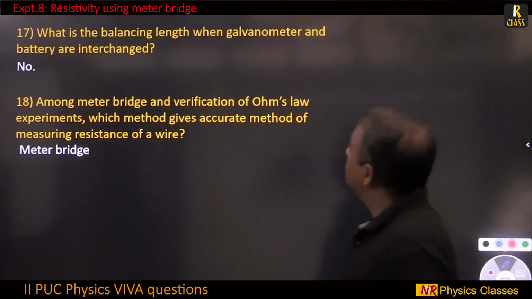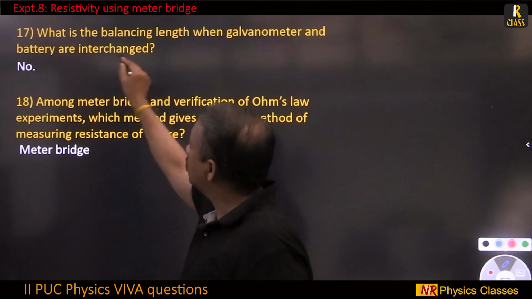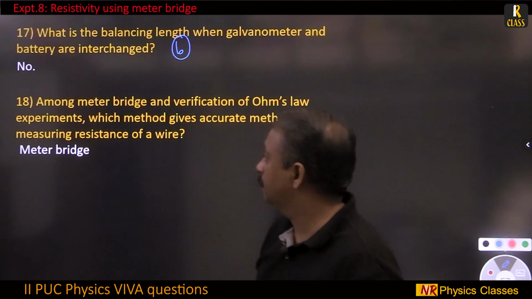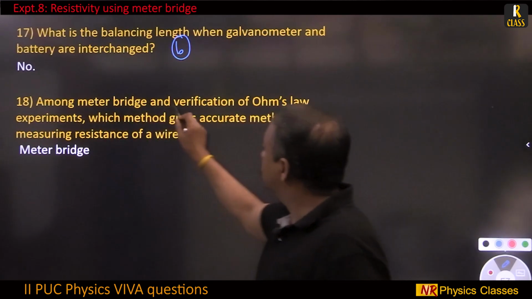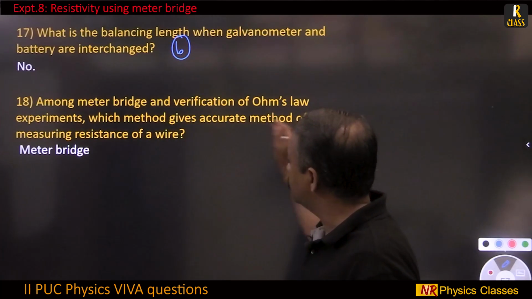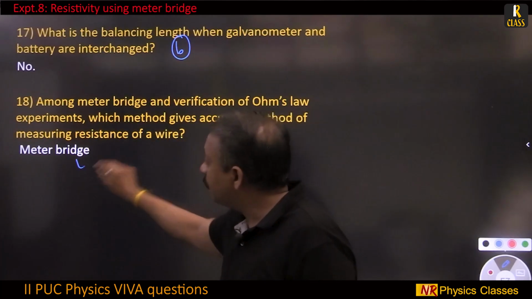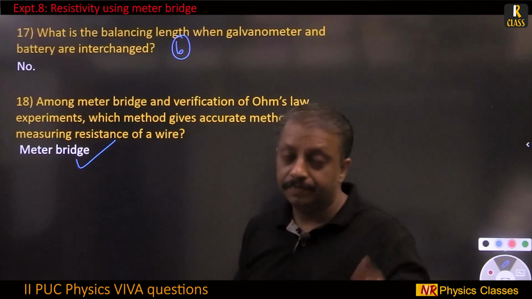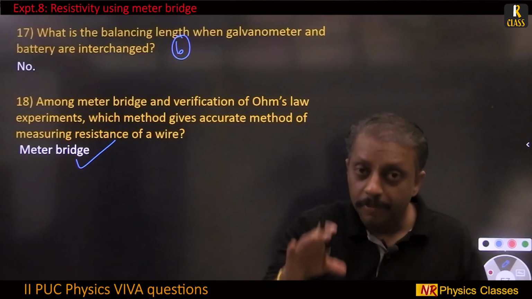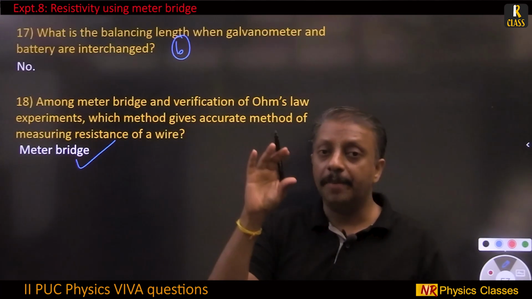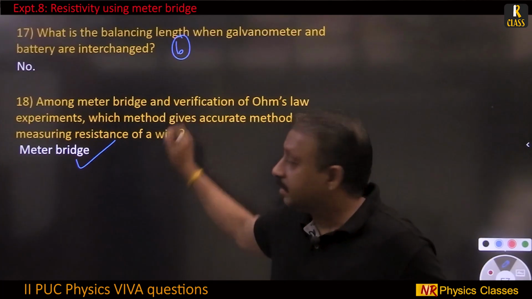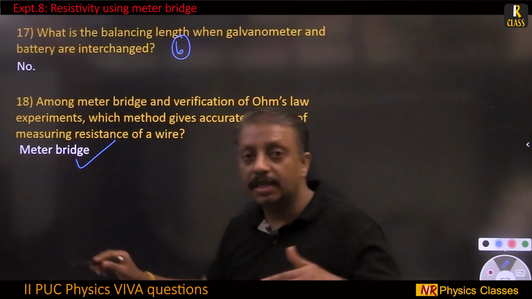What is the balancing length when galvanometer and battery are interchanged? Required for board exam. No change. Among meter bridge and verification of Ohm's law experiment, which method gives accurate measurement of resistance? It's the meter bridge, because of comparison. There it depends on voltmeter resistance, ammeter resistance and other factors. But here it is independent. So meter bridge gives accurate measurement.